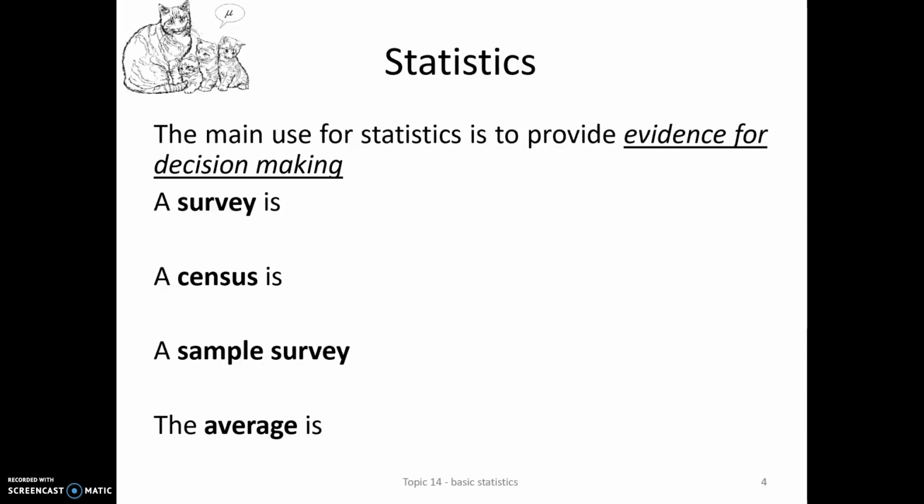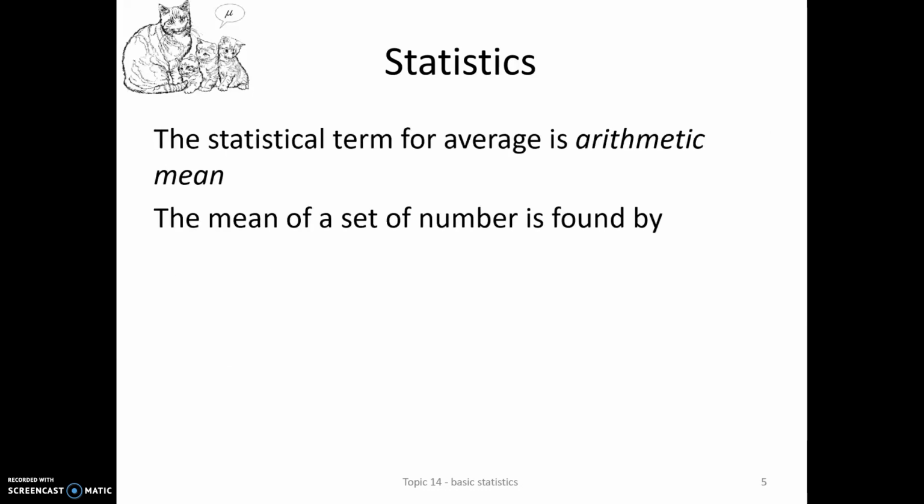The average is a single variable that represents a set of values, and it's used to give an indication about some general size of a particular variable. The statistical term for average, which is probably the most common one that you know, we talk about the mean or the arithmetic mean. And what we do there is we add up the variables that we've got and divide by however many there are.